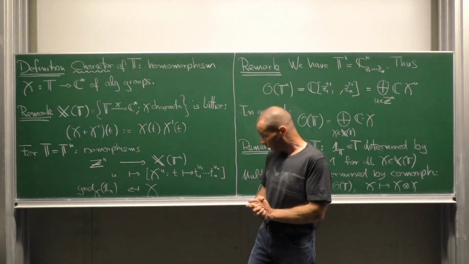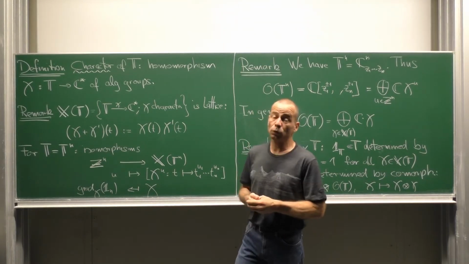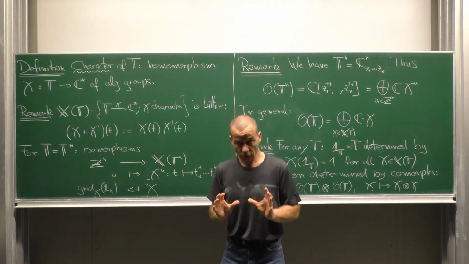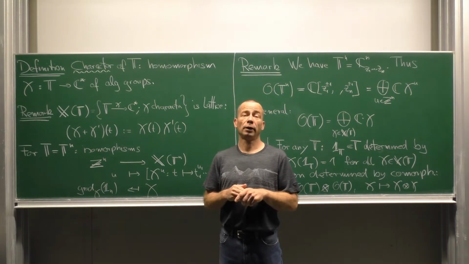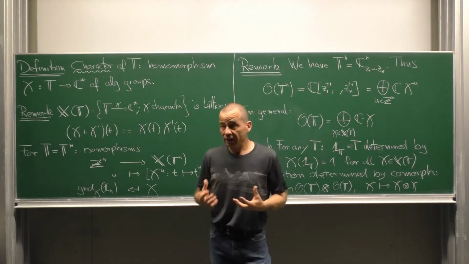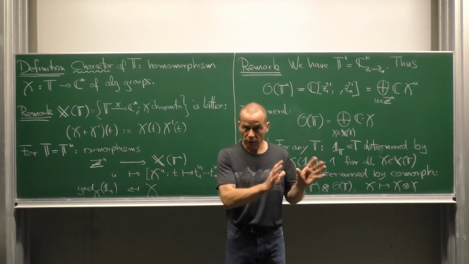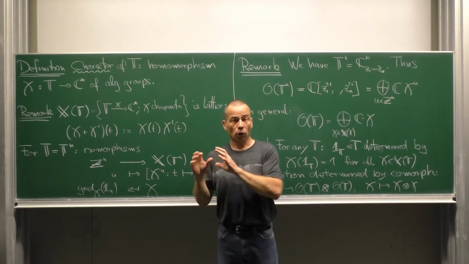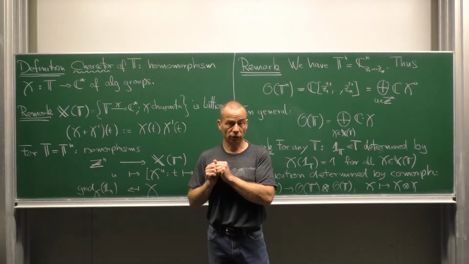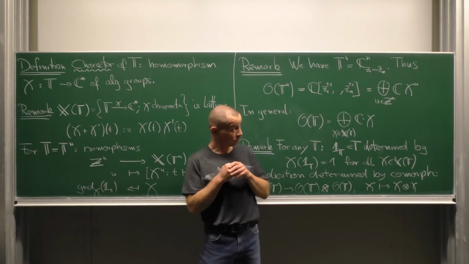The other way round, we take a character and send it to its differential evaluated at the unit element. This is just a special case of our general correspondence between integral matrices and homomorphisms of standard tori. Let us see what these characters are good for.